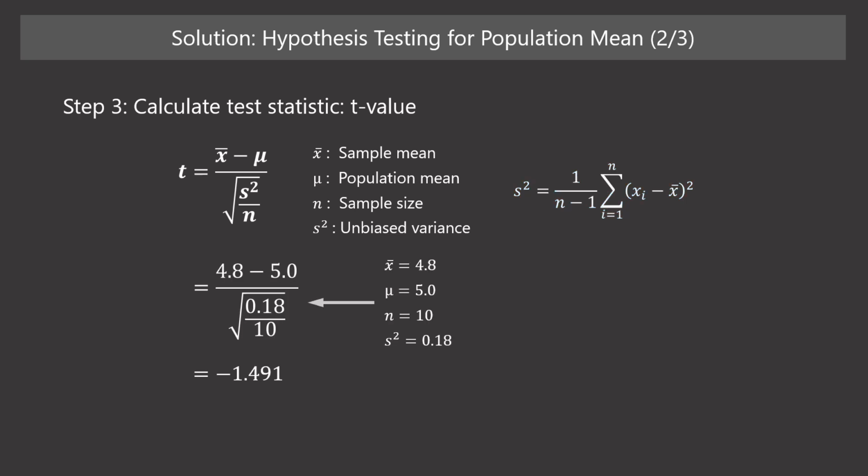Let's plug in the values to the formula. In this problem, x bar, the sample mean, is 4.8. Mu, the population mean, is set to 5.0 because we want to see whether the population mean is 5.0 or not. The sample size n is 10. The unbiased variance can be computed based on the sample variance by changing the denominator. It is 0.18. So, the t-value is minus 1.491.